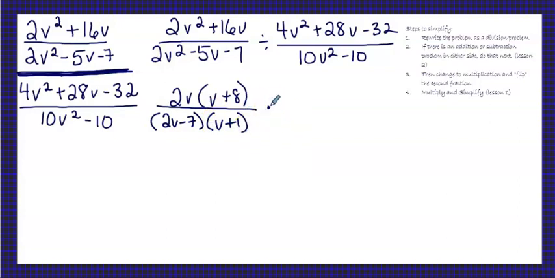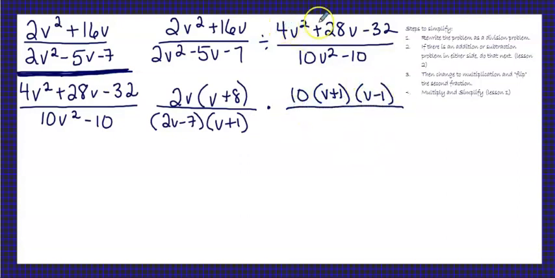Okay, so now I'm multiplying. I need this as the numerator, but I'm going to go ahead and pull out a 10 here. And then I would have v squared minus 1. That is a difference of 2 squares, so I'm going to go ahead and factor that as well.